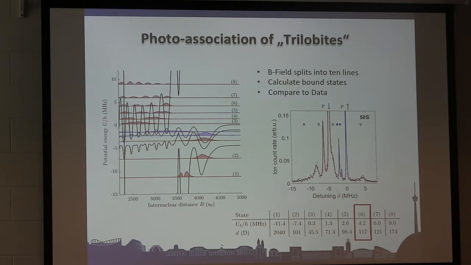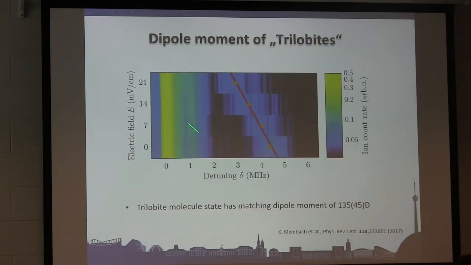So we applied some electric fields, and actually very low electric fields. It's only a few millivolts per centimeter of field, and the line already shifts by more than a megahertz. And from this we can deduce a dipole moment of about 130 dpi, roughly.